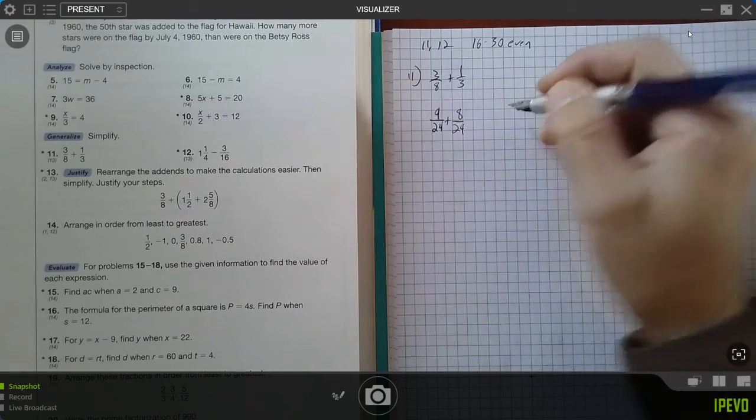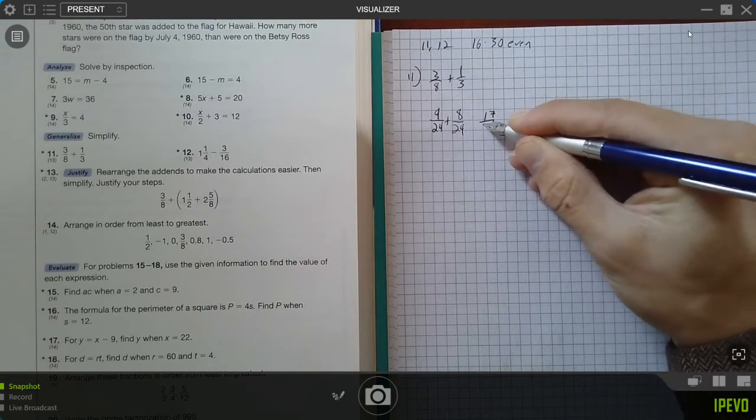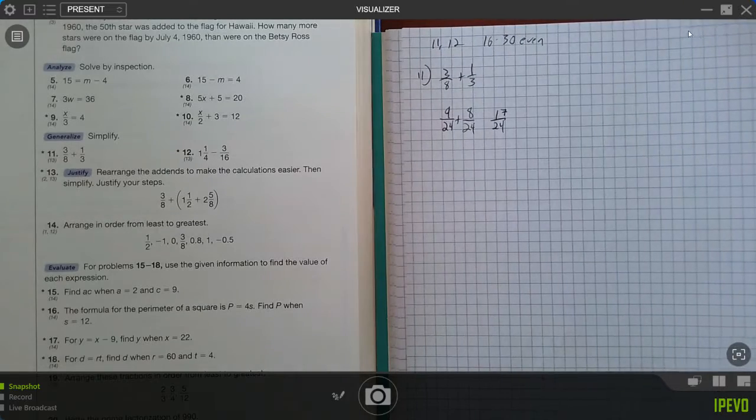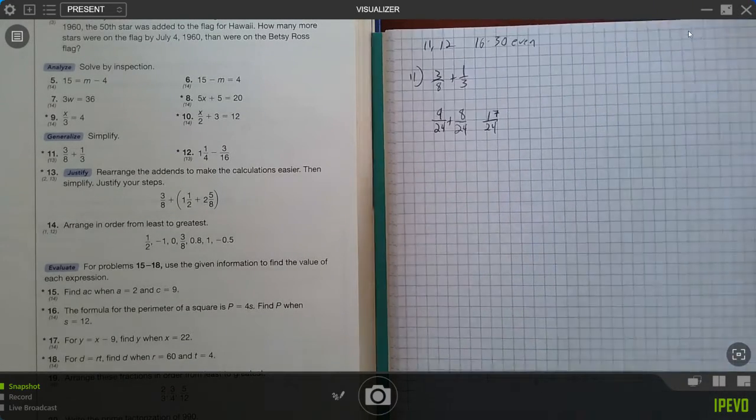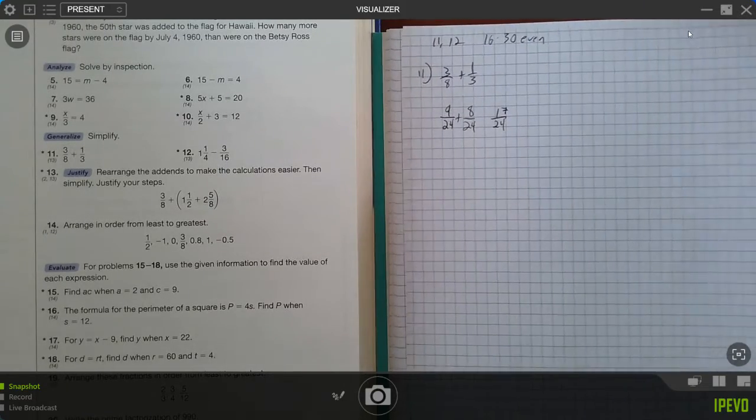Now I add them together. That gives me 17 over 24. 17 and 24 do not have a common factor. So I'm done.